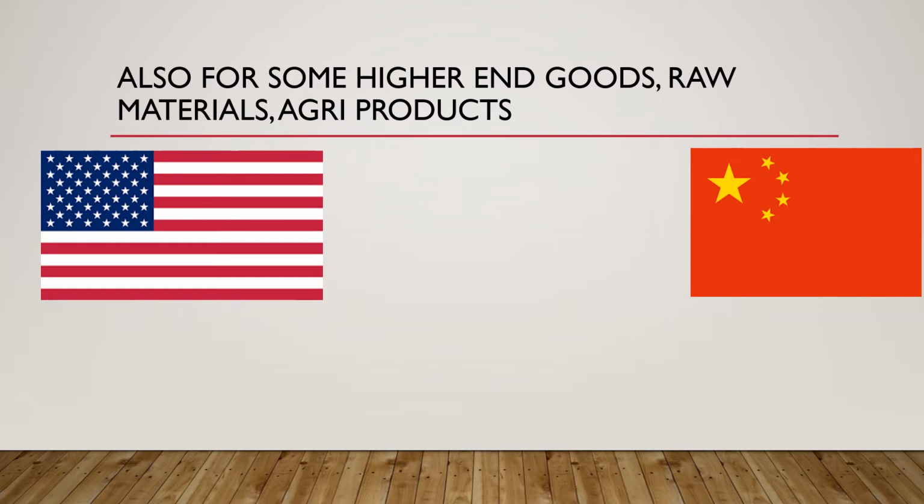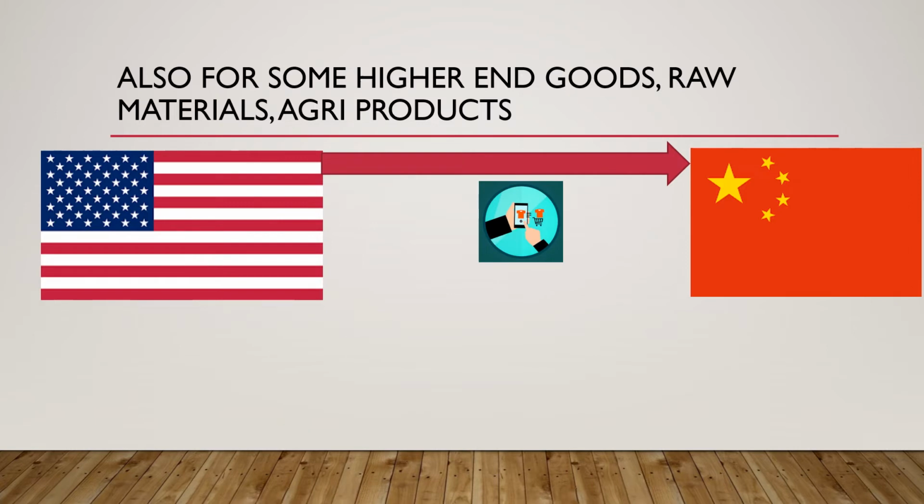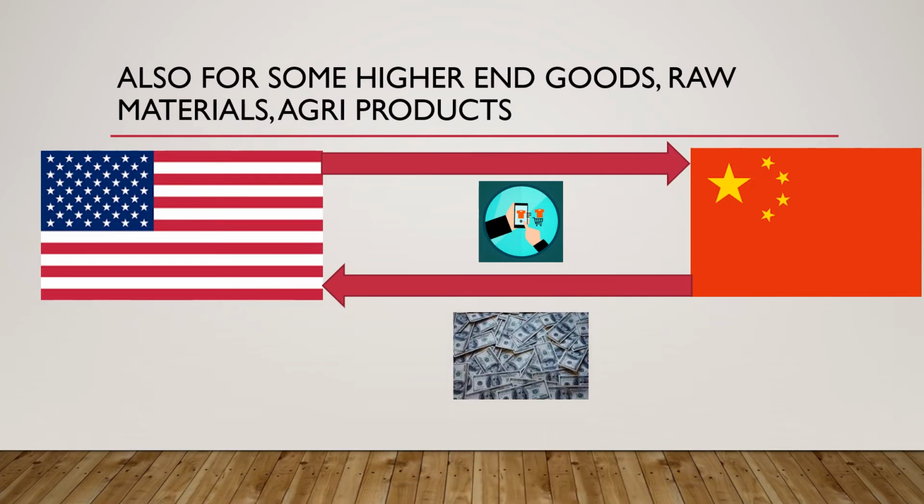Also, this will be a two-way flow. How? China would also be importing some goods and services from the US that are probably high-tech in nature. Also some raw materials, agri products that China can import from US, and then in return it will be sending some of the same dollars that US shipped over to China.